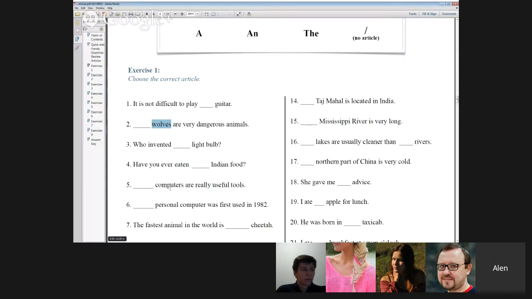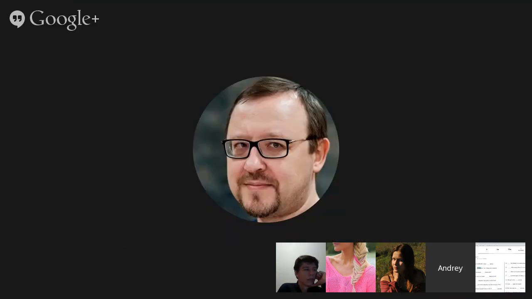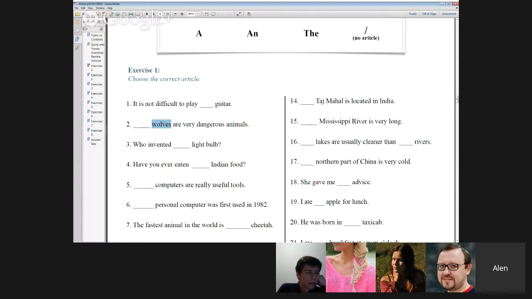Computers are really useful tools. Wolves are very dangerous animals. Dolphins are very smart. Okay, so no articles needed again. All right, next one. Xenia.